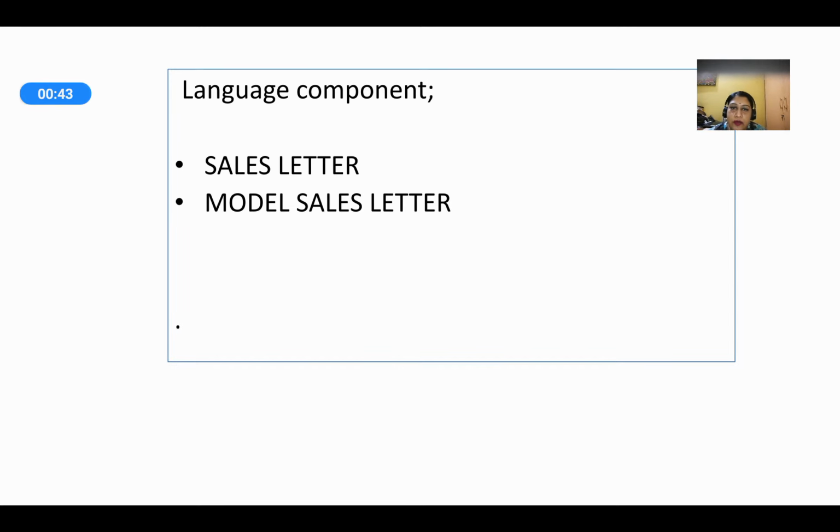The language component of this session will focus on the sales letter. We'll try to deal in detail with what defines a sales letter, and a model sales letter is also given here for added information.